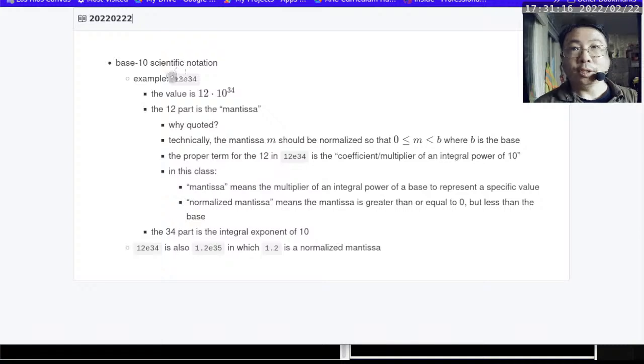All right, so the first topic is to talk about what is a base 10 scientific notation. We talked about this, or rather I didn't, the lab did last Thursday. 12E34, if you type this in C or C++ in a program without quotes around it, is interpreted as 12 times 10 to the power of 34. I just want to make the terms clear in this case. The 12 part.